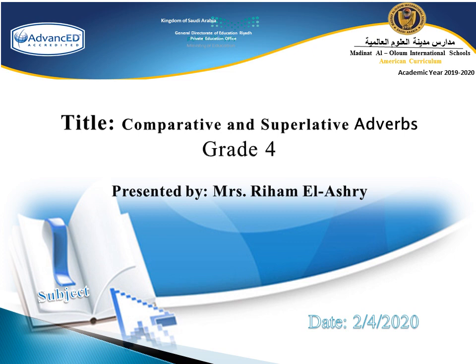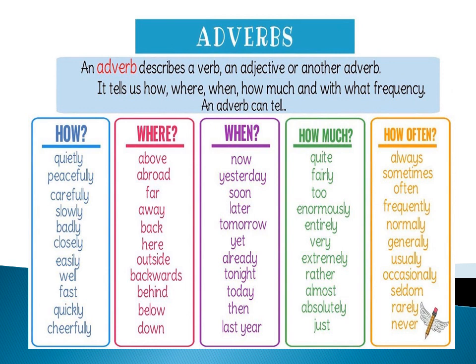A quick revision on adverbs. An adverb describes a verb or an adjective or another adverb, but in our lesson we focus on the first part, which is that an adverb describes a verb. So in any sentence you will find a noun, which is a subject, and then a verb, and if we want to add more details and tell more about the verb, we use an adverb.